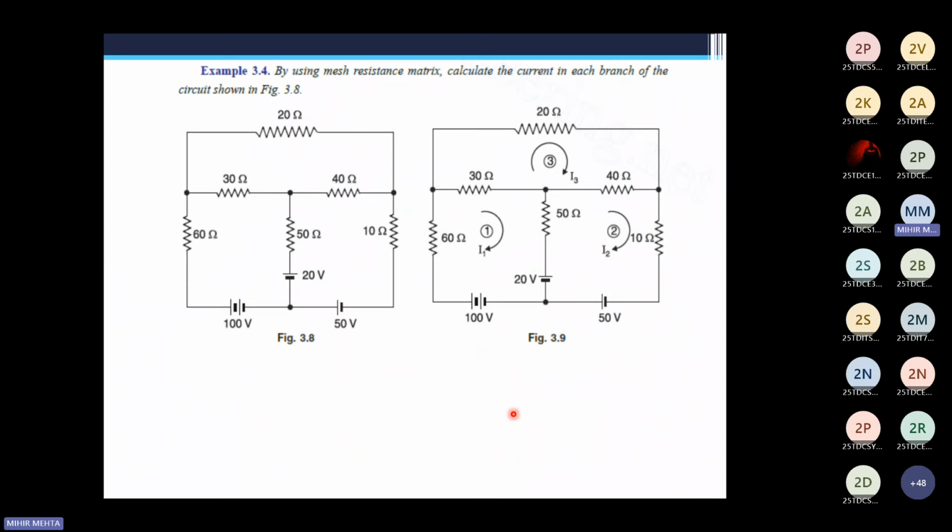Since we have three mesh currents, I1, I2, and I3, the current matrix would be of the order of 3 cross 1. The voltage matrix would also be of the order of 3 cross 1. And the resistance matrix would be of the order of 3 cross 3. This is just for your information, or you can also consider this as a hint. So please make the equations. I'll give you 1 minute's time to do so.